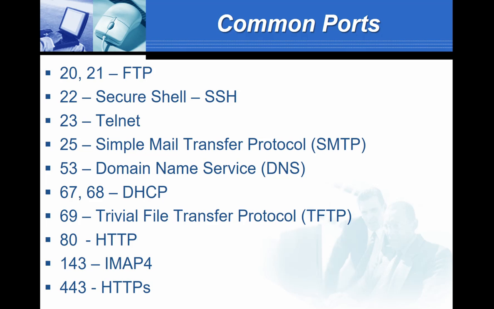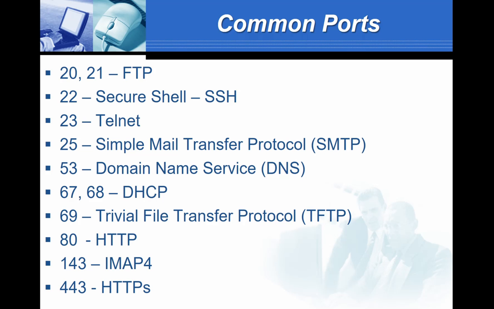That's when you type in Microsoft.com and your DNS server looks it up and gives you the IP address. DHCP is your Dynamic Host Configuration Protocol, and that's going to give an IP address out to a workstation when it goes on to the network. Trivial File Transfer Protocol, that's 69. HTTP, that's when you go out on the internet.